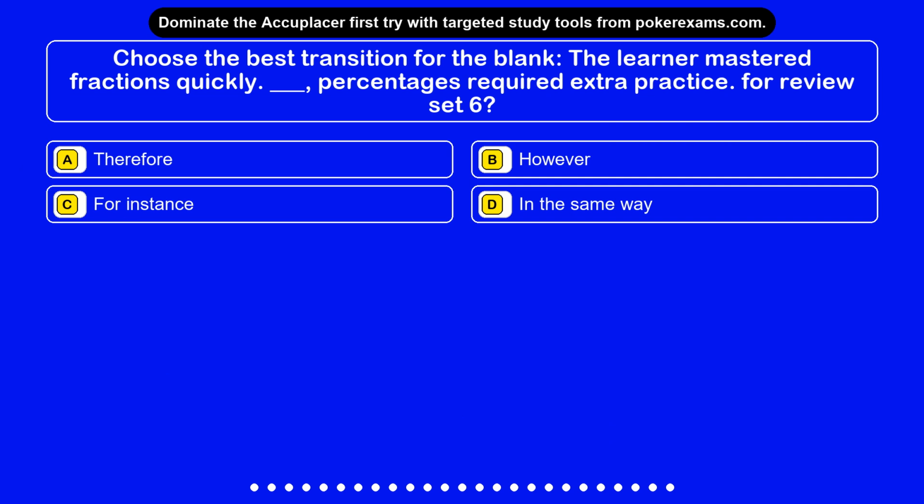Question 21. Choose the best transition for the blank. The learner mastered fractions quickly. Blank, percentages required extra practice. For review set 6. Option A. Therefore. Option B. However. Option C. For instance. Option D. In the same way.